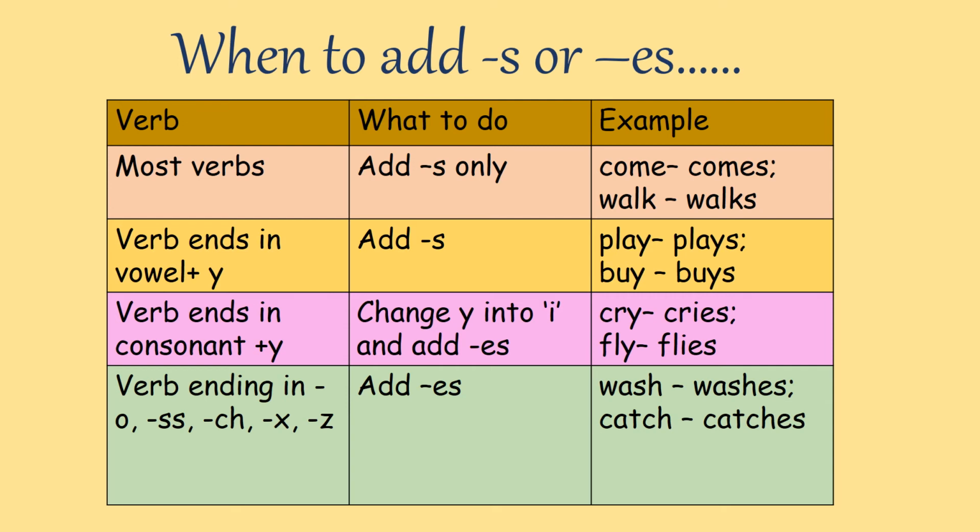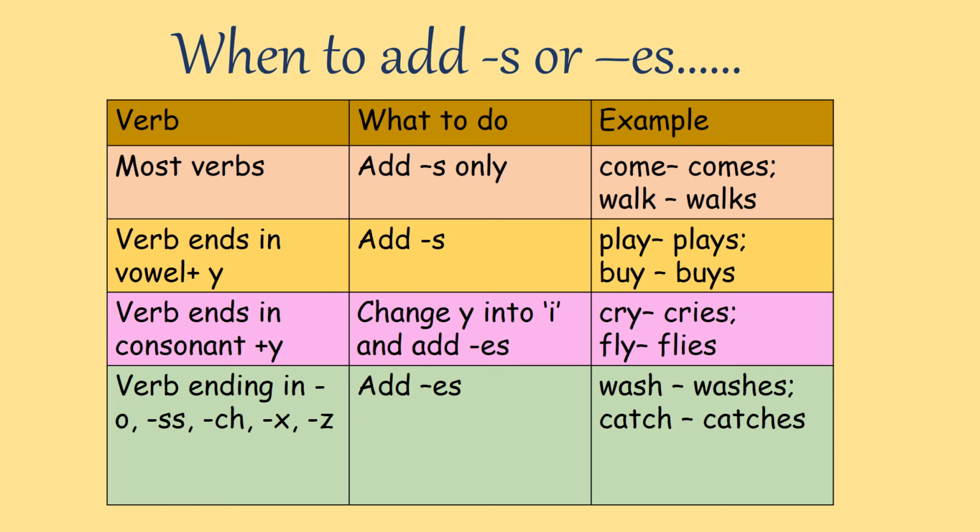Number two, if your verb ends in a vowel plus Y, for example, play, it ends in A, which is a vowel, and then Y. So you will simply add S and it becomes plays. Say, it again ends in AY. So you'll simply add an S. So if the verb ends in a vowel plus Y, you will again add S.